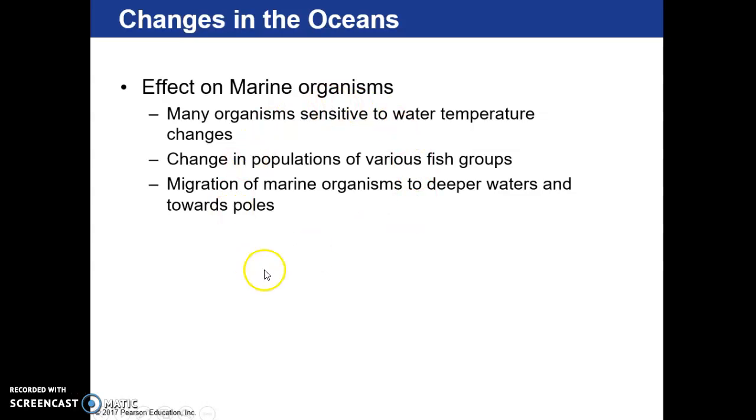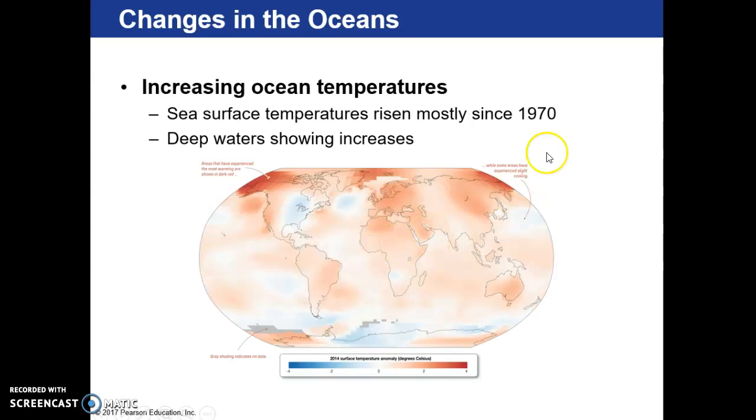You have migration and changes to populations of those fish groups, and those migrations are going to happen into deeper waters and toward the poles where they're less accessible. Remember back to fisheries, if those fish are now outside of the boundaries of your fishery, that's just tough. The government sets those boundaries, so you have to fish within them. If those fish aren't there, then you lose your livelihood. And again, here's that image where you see the polar intensification. Surface temperatures have risen mostly since 1970, and the deep water is showing those increases.